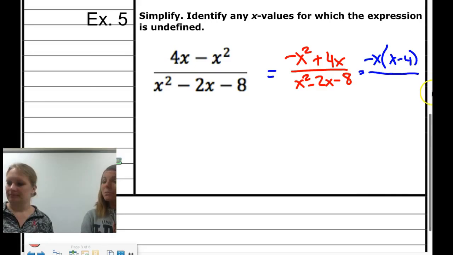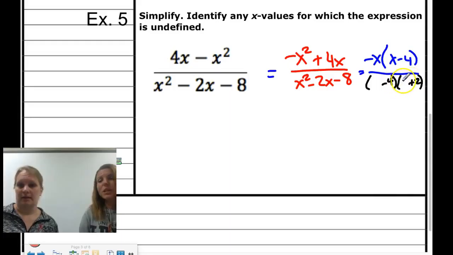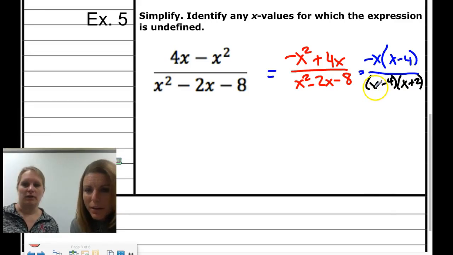Now on the bottom, it's a trinomial. There's no greatest common factor, so we do the 2 sets of parentheses. What two numbers multiply to get -8, but add to get -2? Negative 4 and positive 2. There we go, an x and an x. Let's check to make sure that looks right. And one little hint here: if you have one on top, it should be on the bottom.